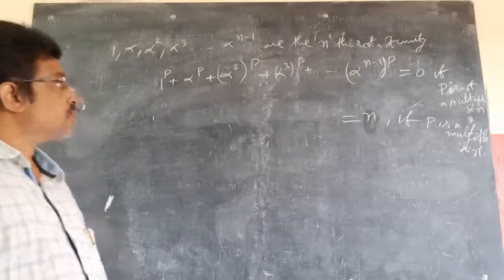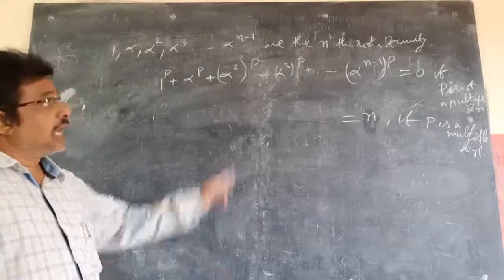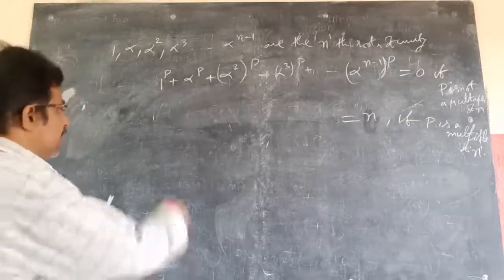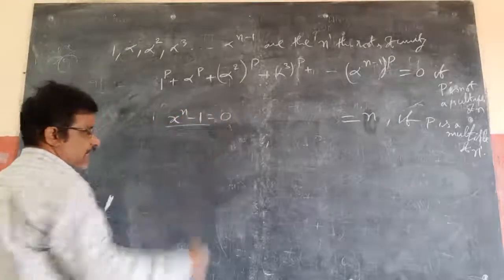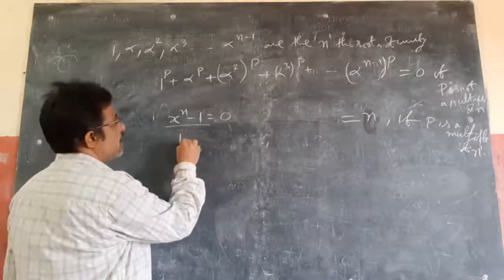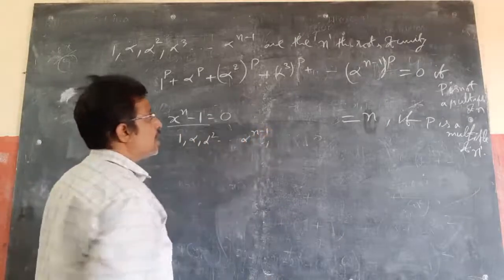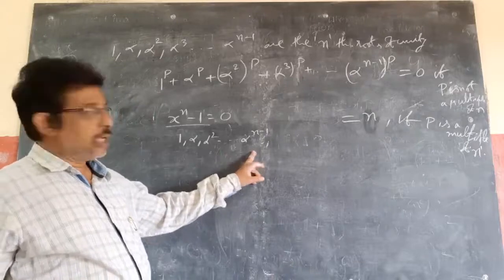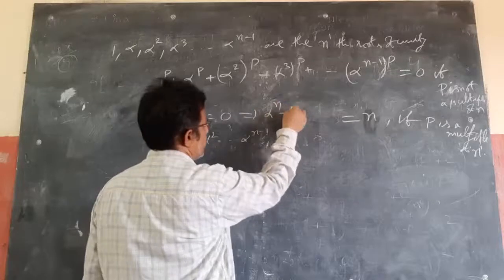Simple, sir. He is giving 1, alpha, alpha square and so on up to alpha power n minus 1 as the nth roots of unity. What is meant by nth roots of unity? The roots of x power n minus 1 equal to 0 are the nth roots of unity. He says the roots of this are 1, alpha, alpha square and so on up to alpha power n minus 1. Alpha is a root means alpha power n minus 1 is always equal to 0.